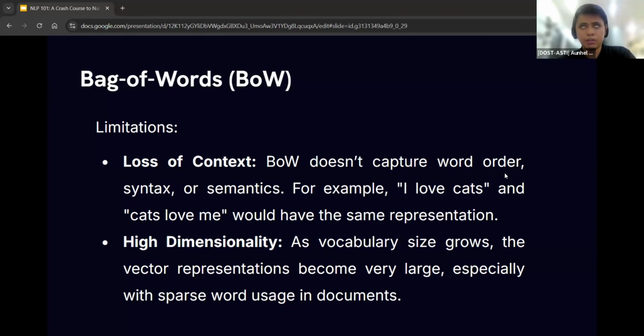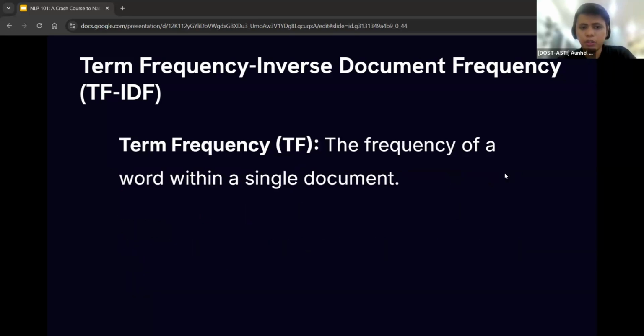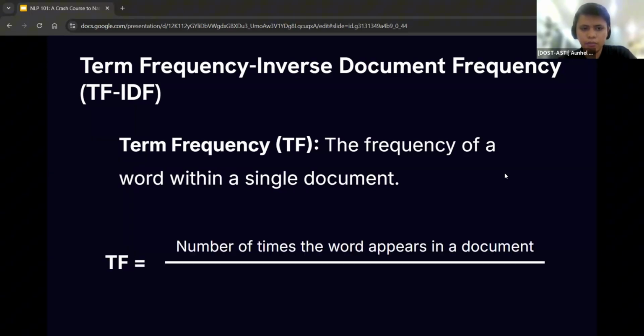Another example of what we call a frequency-based method is term frequency-inverse document frequency, TF-IDF for short. It builds on bag of words by adding a weighting factor to account for the importance of words in individual documents and across the entire data set. For this one, we first compute the term frequency, or TF, the frequency of a word within a single document. TF is equal to the number of times the word appears in the document over the total number of words in the document. So it's just a ratio of the frequency of that word over the total number of words in that particular document. That's term frequency: how frequently that word occurs in your document.